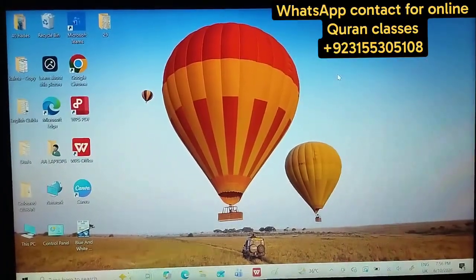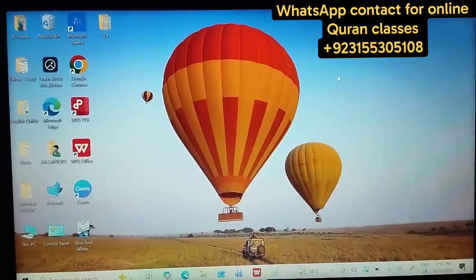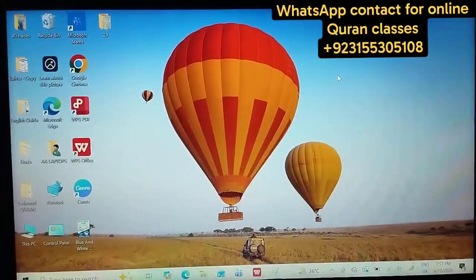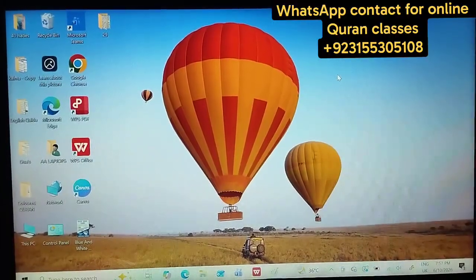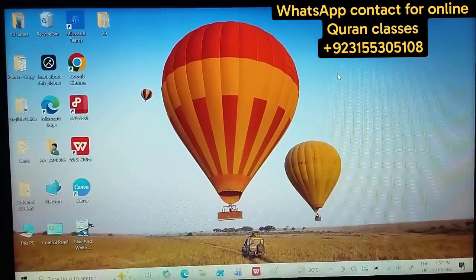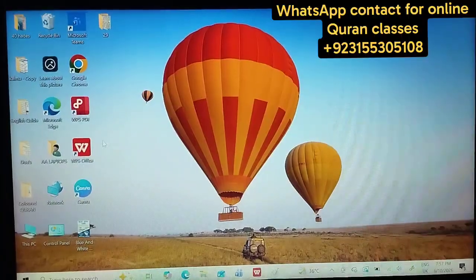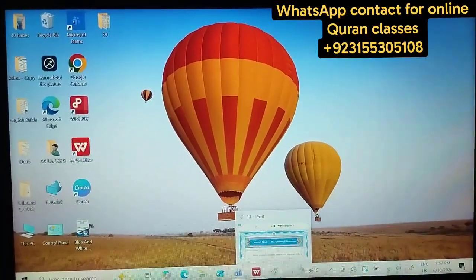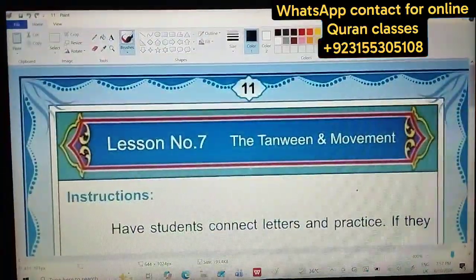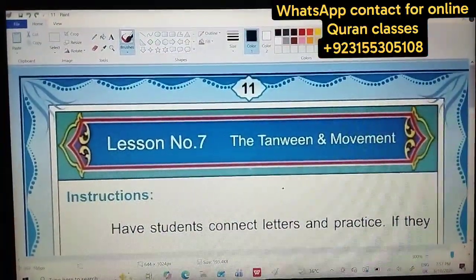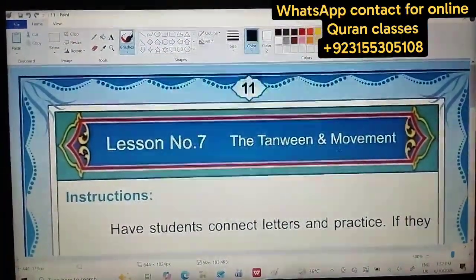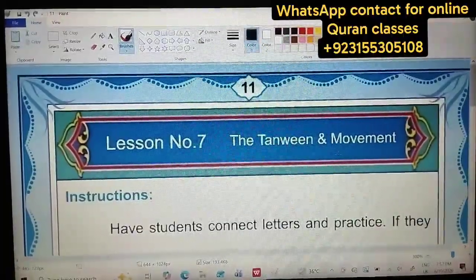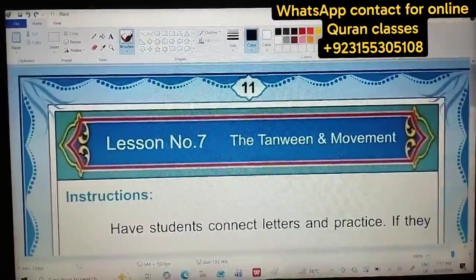How are you, students? Alhamdulillah, we are reading step by step the basic book, the Nuraniya of Quran. Alhamdulillah, today we start the next lesson. I am going to open the page now. This is lesson number 7, the Tanween and movement. First of all, we start with the name of Allah with Ta'awuz and Tasmiyah.